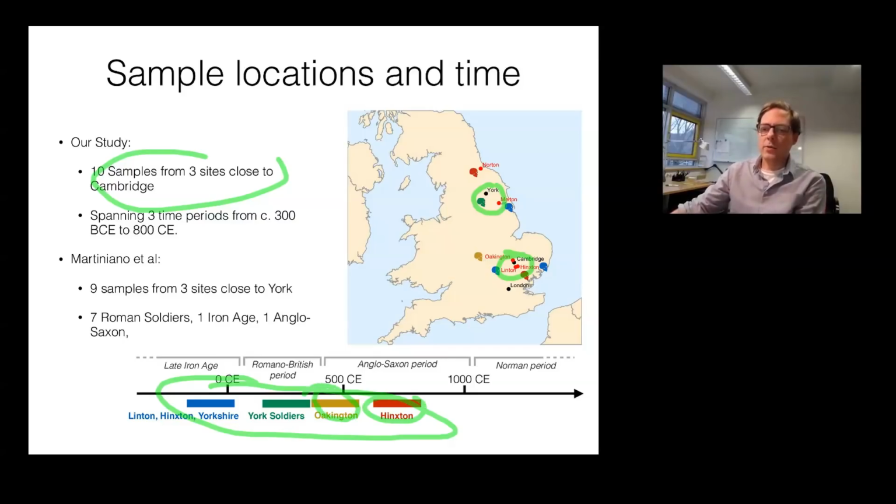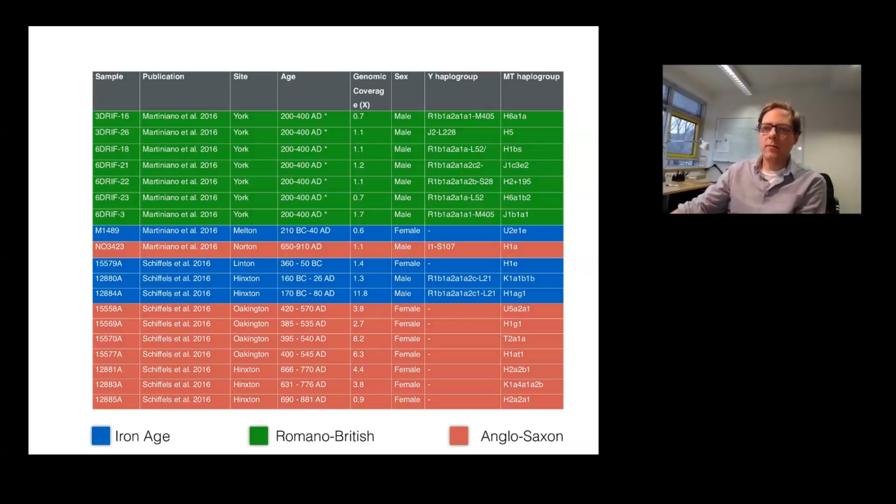So what do we find when we look at these genomes? First of all, some statistics. So we sequenced those genomes. Both the teams, actually our team and the Martiniano et al. team, sequenced them shotgun. That means that we didn't create any local enrichment or something for genomic DNA, but we actually sequenced everything that we got.